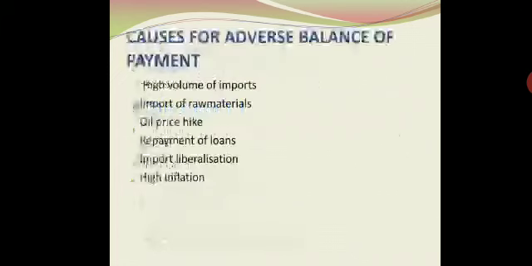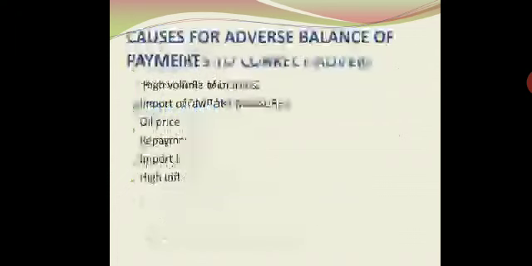Next, what are the causes for adverse balance of payment? The main cause is high volume of imports, import of raw materials, oil price hike, repayment of loans, import liberalization, high inflation. Next, how to correct the adverse balance of payment through measures? There are two measures, that is monetary measures and non-monetary measures.